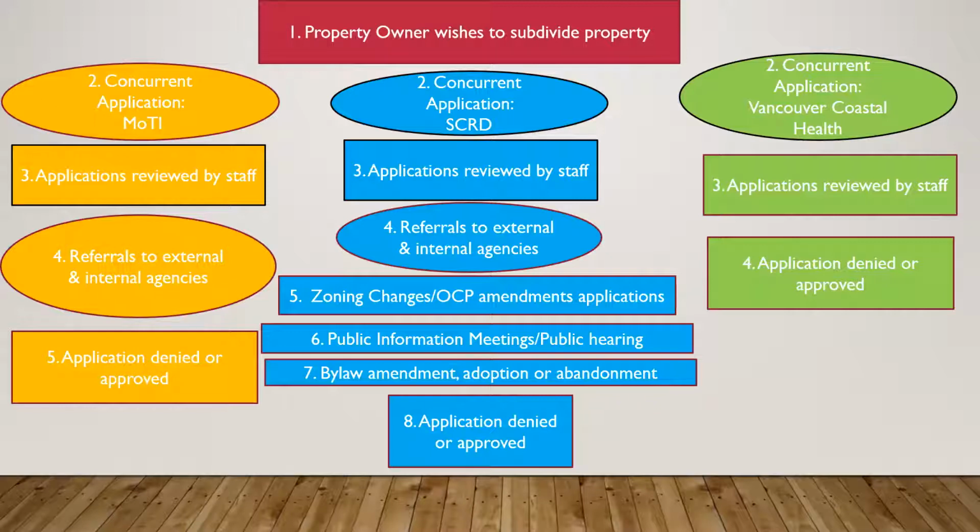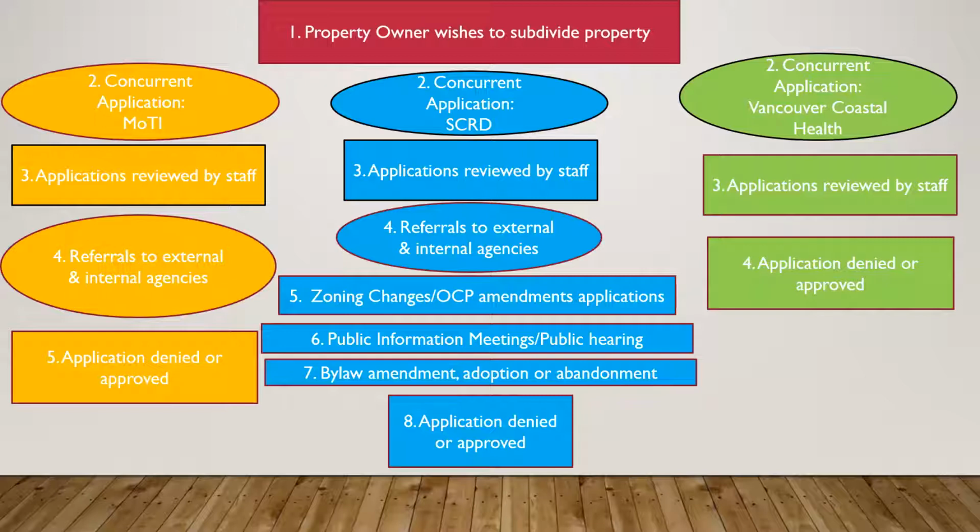So if there is a zoning change to be made, that would trigger a bylaw amendment, which would trigger a public information meeting and then a public hearing, depending on how far it went down the line. Public information meetings are typically handled after first reading of a bylaw amendment change. And then public hearings aren't typically held until after second reading of a bylaw.